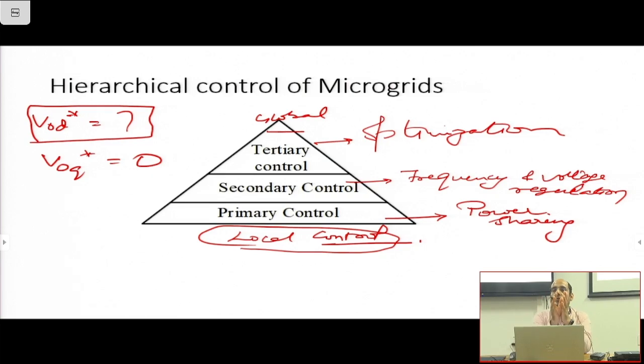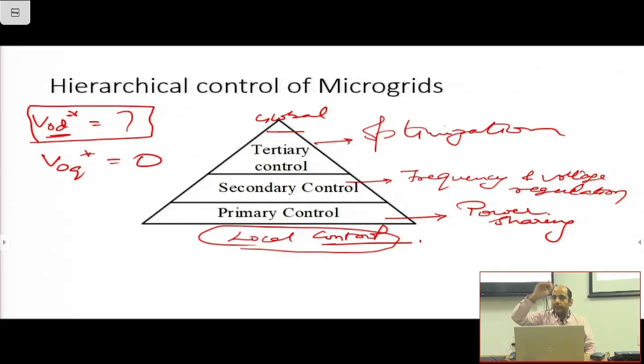For example, if you don't go into details, just think logically. What is the voltage magnitude you want at your homes? It is as good as 230 volt AC, single phase, right? So there are some standard voltages that we know. We can keep these values, okay? But then these values will not lead to the desired power sharing, active or reactive. And that is why the VOD star, the actual reference, comes from the higher level.